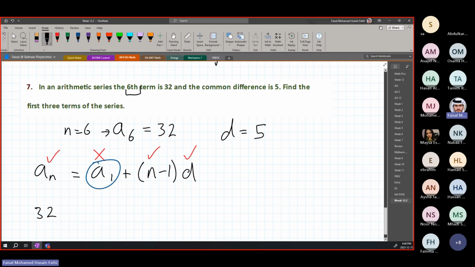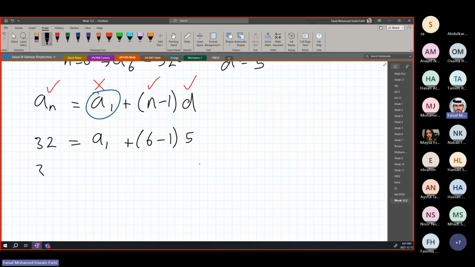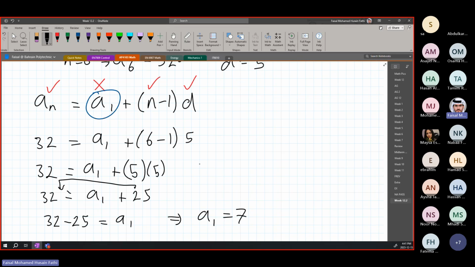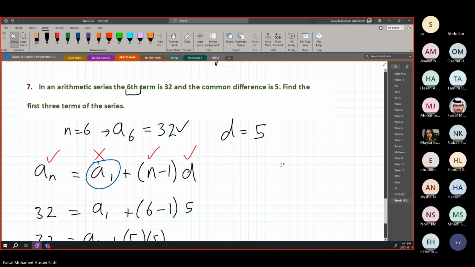So what is AN? AN is 32. This 32 over here is equal to A1, which we are trying to solve, plus N, which is 6, minus 1 times D, which is 5. We simplify this. 32 is equal to A1 plus 5 times 5. So 32 is equal to A1 plus 25. 32 minus 25, we're simply taking the 25 to the other side, is equal to A1. Therefore, A1 is equal to 7. And we found our A1.